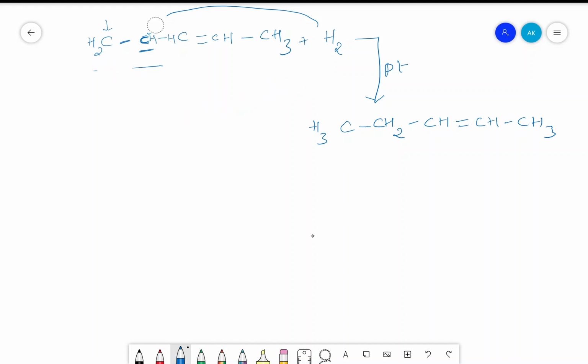I'll rewrite this one. It was CH2 double bond CH, single bond, right? So we have another double bond here which we have to target. So instead of writing H2, I have to write here 2H2. So from this, one hydrogen will go here to this carbon, the other hydrogen will go to this carbon. This results in breaking of this particular bond.